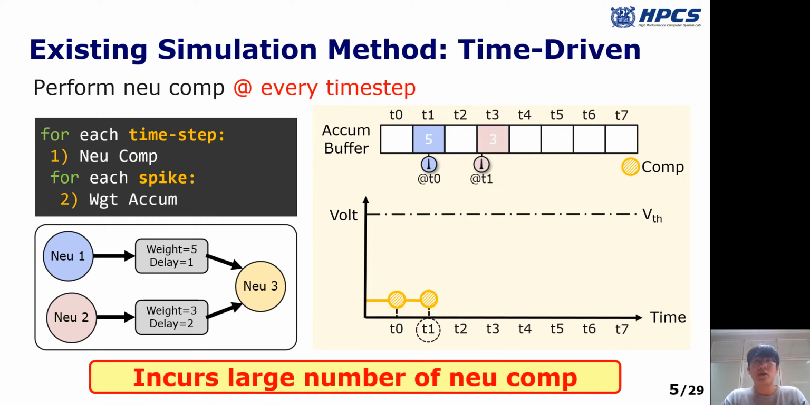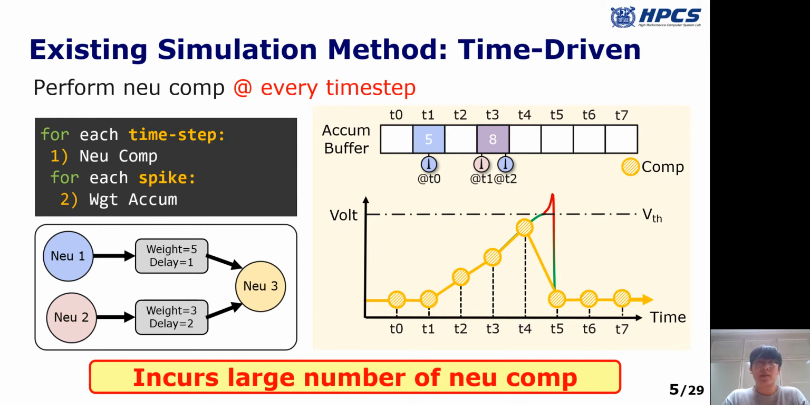Then, the simulator moves on to the next time step to perform neuron computation and weight accumulation again. The same thing happens at the next time step. In this case, there is an accumulated weight at the previous time step. Therefore, the simulator uses the accumulated weight and the previous state to calculate the next state. And then it performs weight accumulation again. The simulation continues, and in T5, the voltage of the neuron exceeds a predefined threshold. In this case, the neuron fires a spike, and the simulation proceeds.